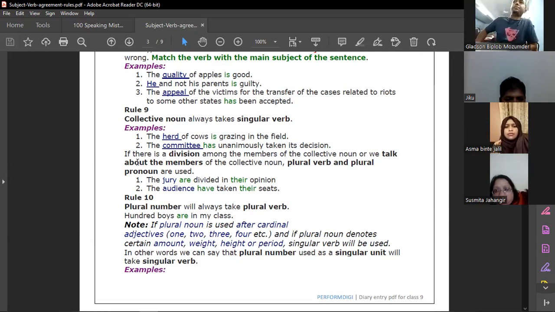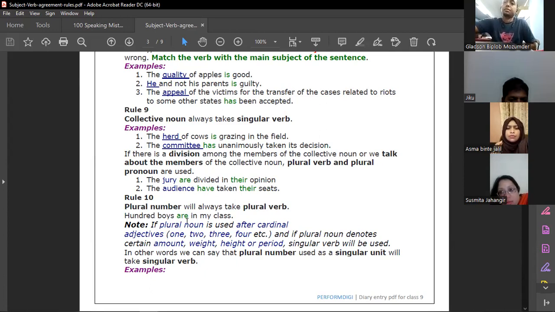Then if there is division among the members of the collective noun, or we talk about the members of the collective noun, a plural verb and plural pronoun are used. For example, the jury are divided in their opinion. The jury here mentions each one's separate opinion. The audience have taken their seats here. Audience doesn't mean only one, they are talking about every single person who has taken their seats.